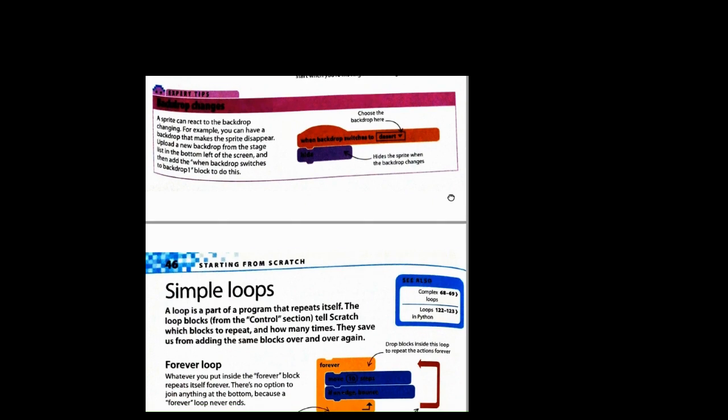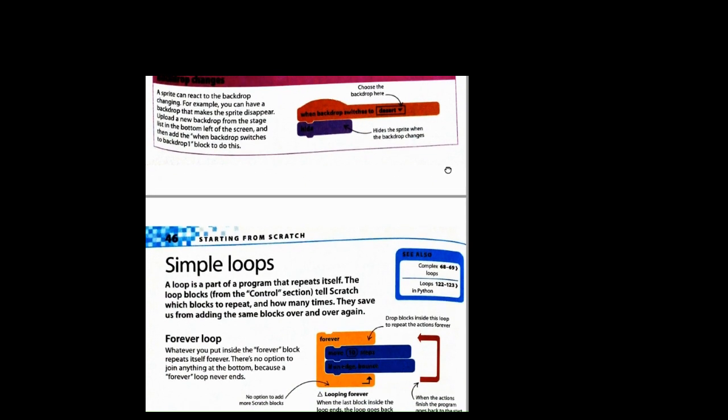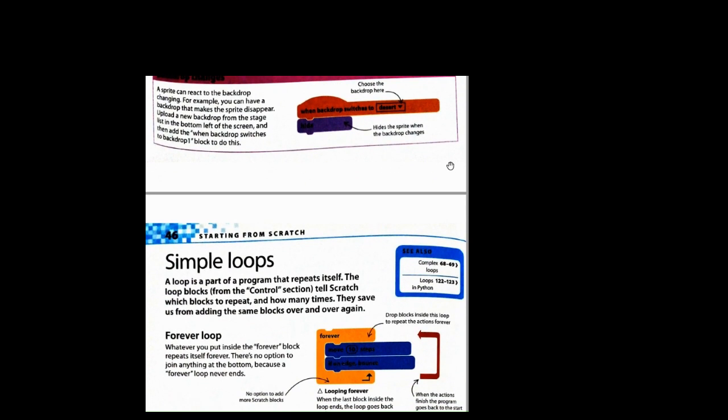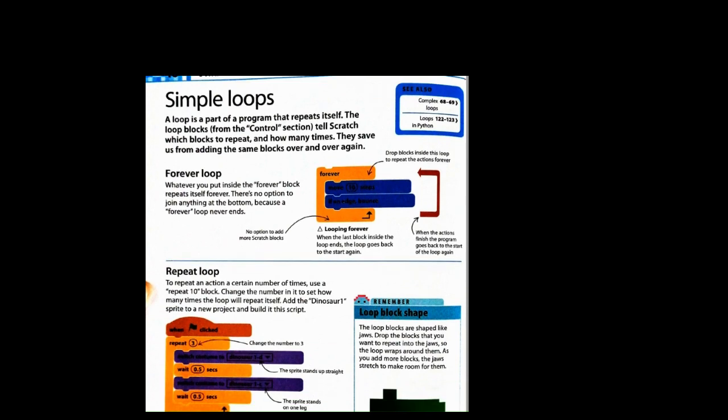Expert tips. Backdrop changes. A sprite can react to the backdrop changing. For example, you can have a backdrop that makes the sprite disappear. Upload a new backdrop from the stage list in the bottom left of the screen, and then add the when backdrop switches to backdrop 1 block to do this. Choose the backdrop here, and it hides the sprite when the backdrop changes.